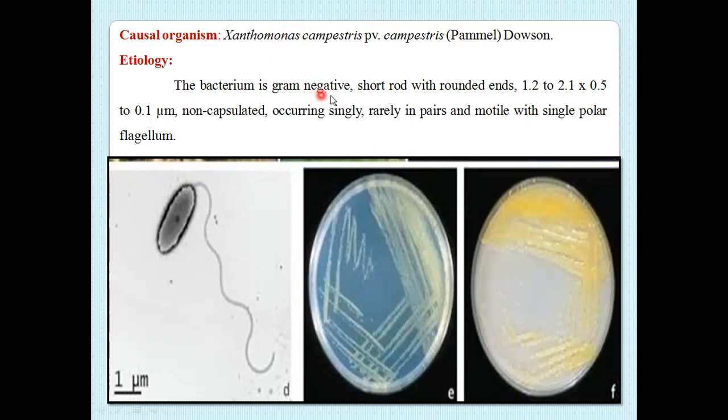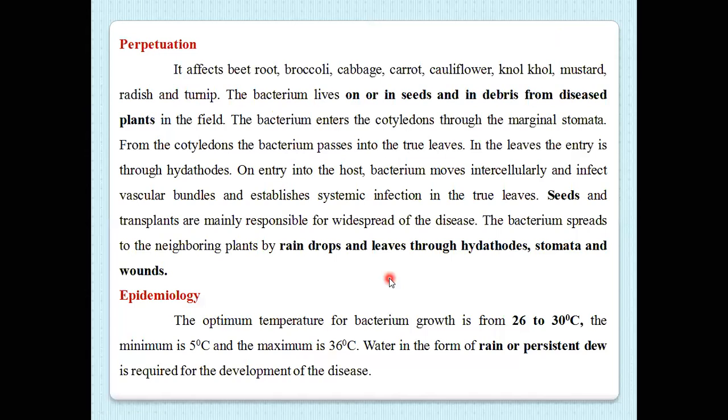Xanthomonas is a gram-negative, rod-shaped bacterium with rounded ends, having a polar flagellum, meaning it is motile with the help of a single polar flagellum present on one side of the bacterial cell. This bacterium is not capsulated and generally produces yellow pigmentation when cultured on artificial nutrient media in petri plates. So these are the morphological and taxonomical characteristics of Xanthomonas.